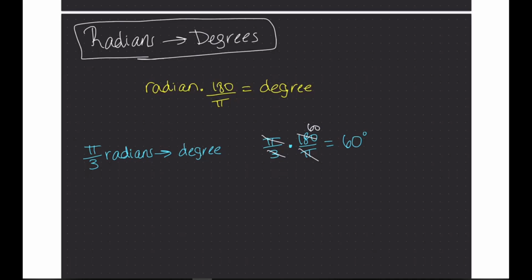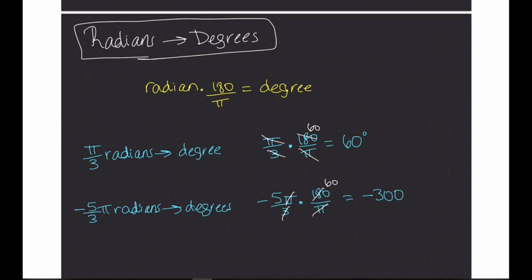And again, we can have negative radians. We could have negative 5/3 pi radians, and we want to switch that guy into degrees. So negative 5 pi over 3. What are we going to multiply it by? 180 over pi. Yep, 180 over pi. We can simplify it. Our pi's are going to cancel. 3 goes into 180, 60. Negative 5 times 60 is negative 300 degrees. Right?